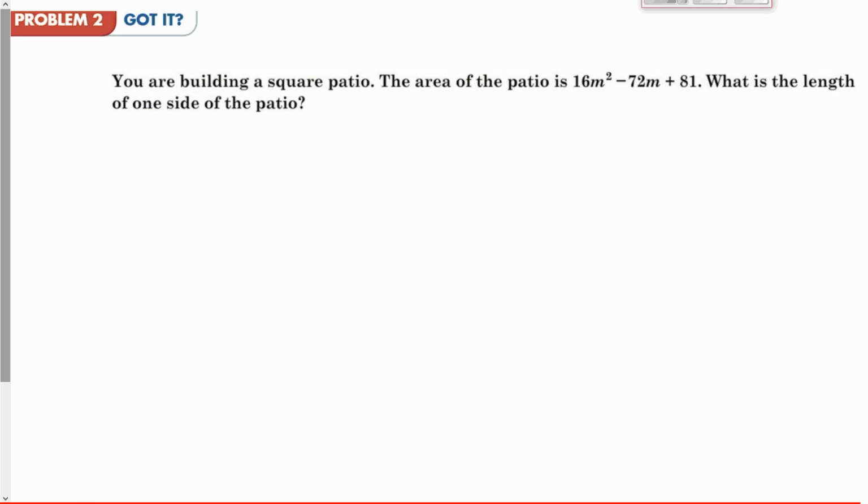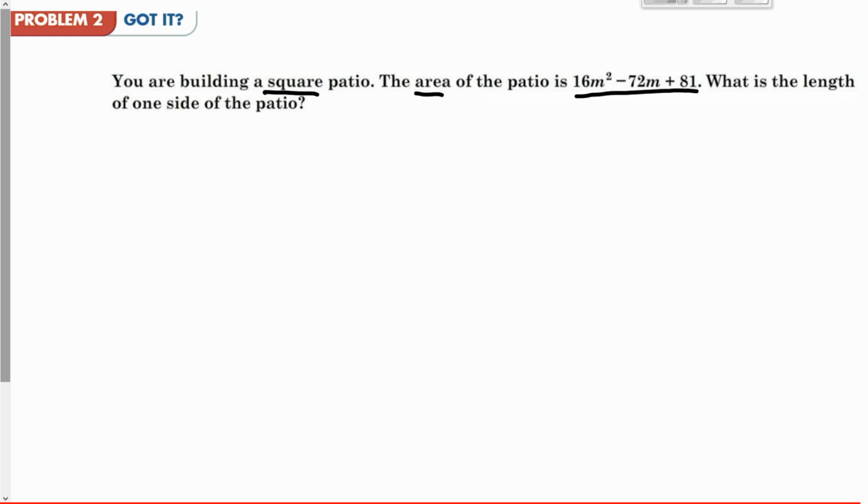Okay, so different scenario here, right? Building a square, that means both sides are the same. Patio, and you're given the area of the patio as this quadratic trinomial. Now find one of the sides. So go ahead and pause the video and try it out.